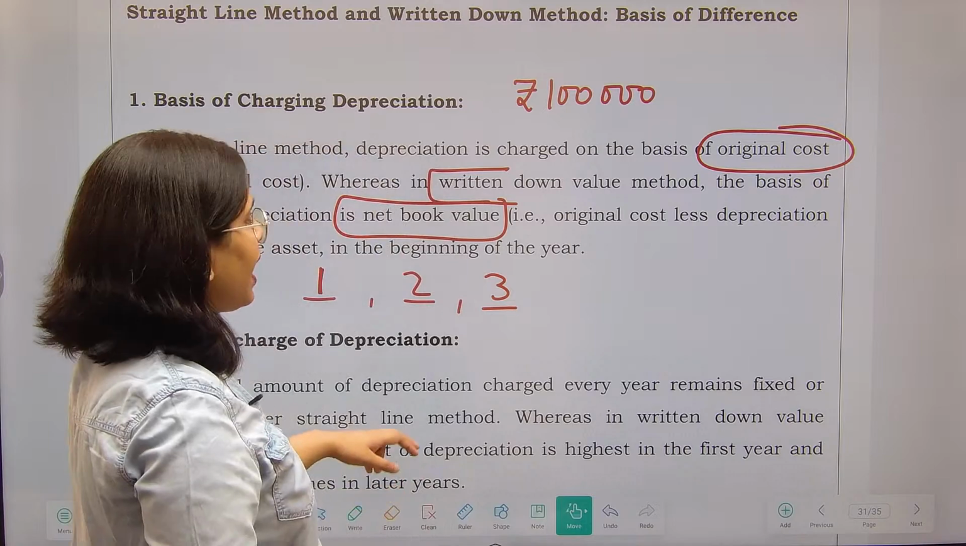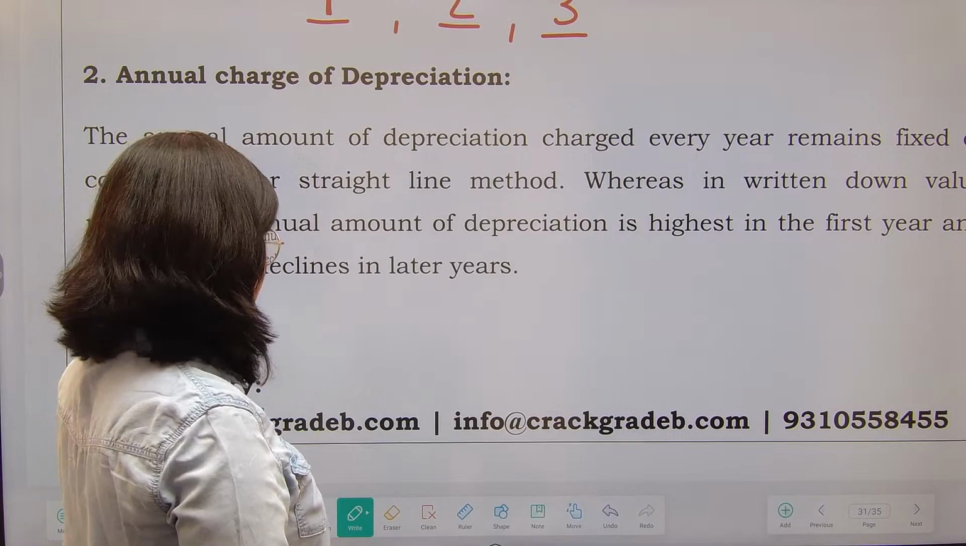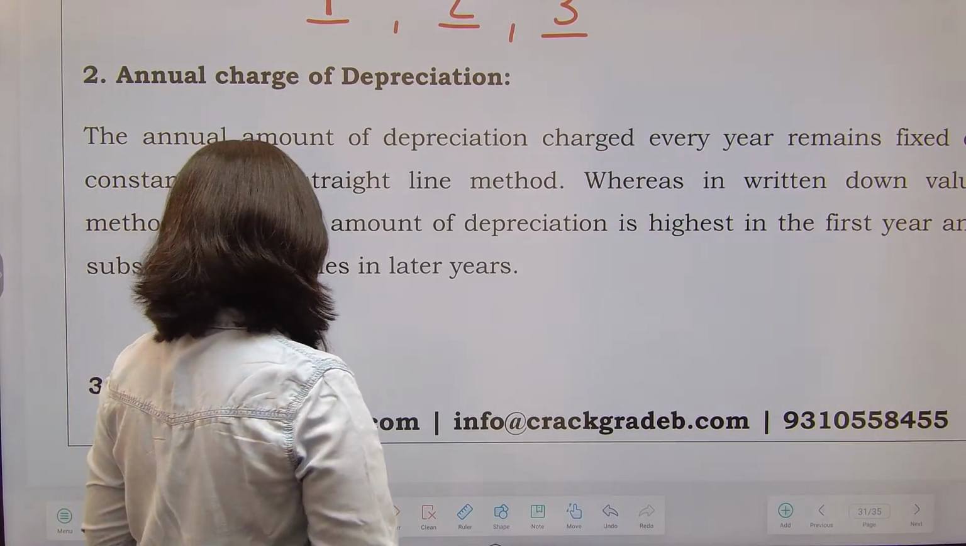Now the next thing that we have is the annual charge of depreciation. Annual charge of depreciation, yesterday only I told you one piece of information.